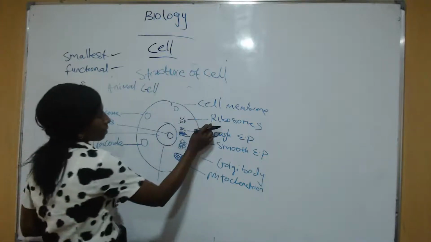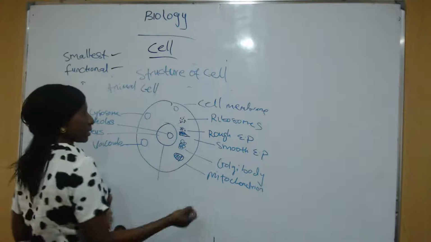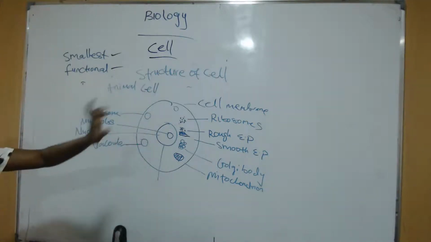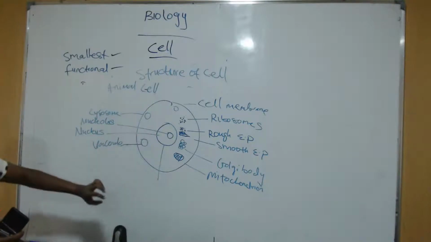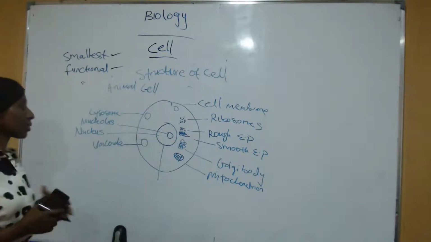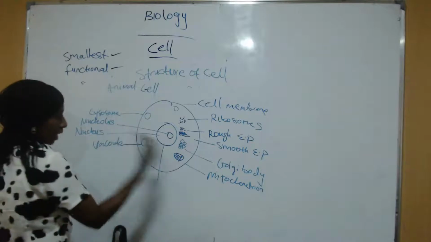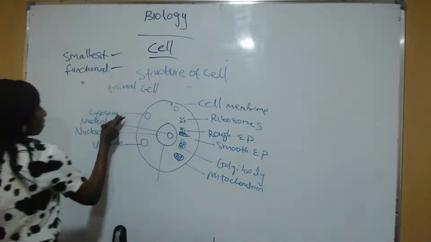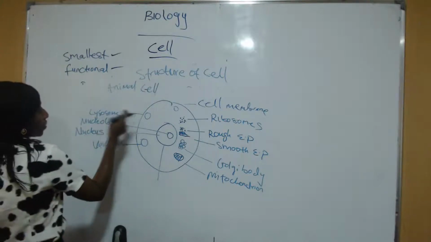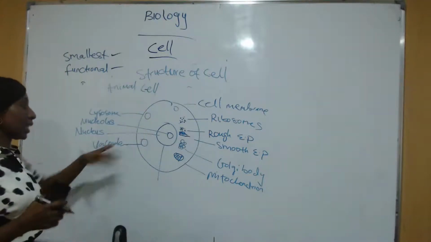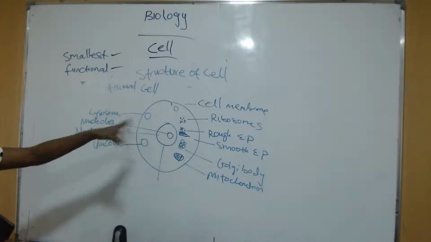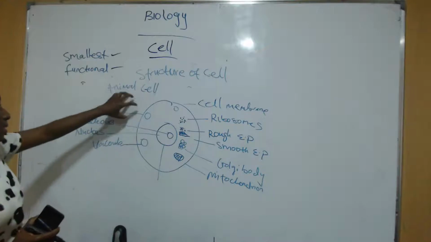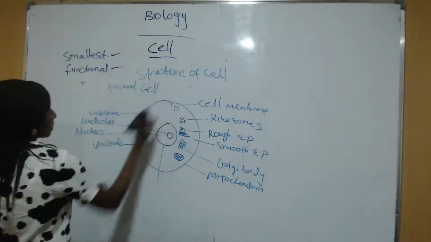You have the ribosomes, which are involved in protein synthesis. The vacuole found in the animal cell is smaller compared to what you see in the plant cell. Now you have the nucleus, which is the center of the cell that carries the cell's hereditary materials. You have the lysosome, found also in the animal cell, to digest food and unwanted materials, the waste products of the cell.